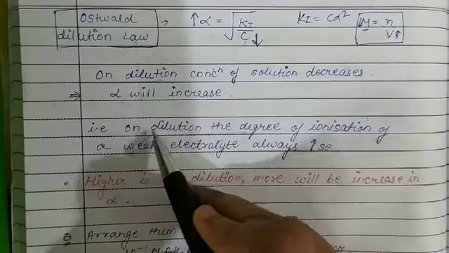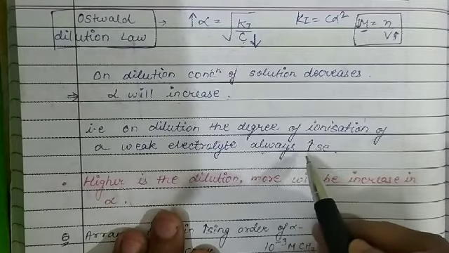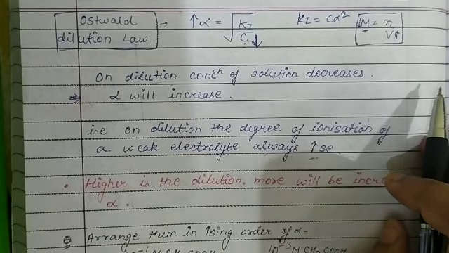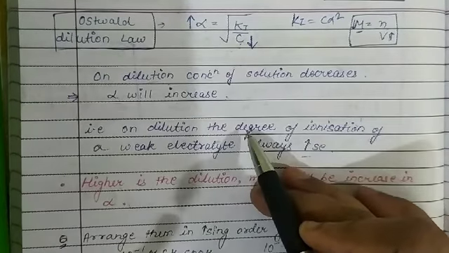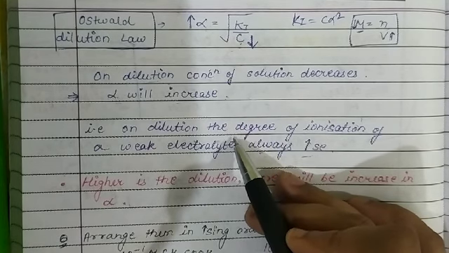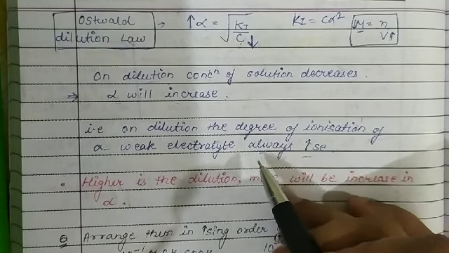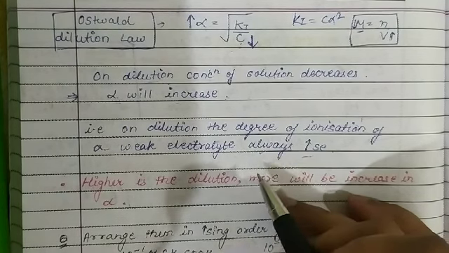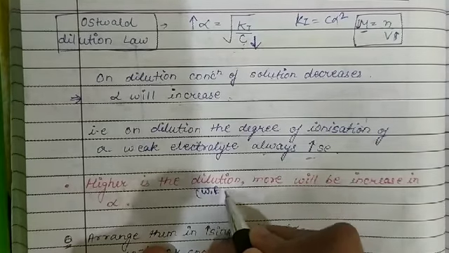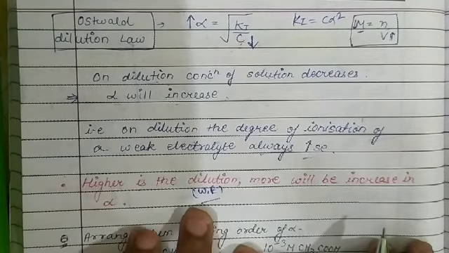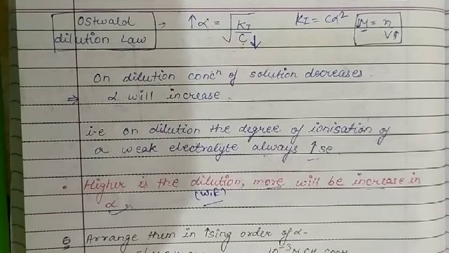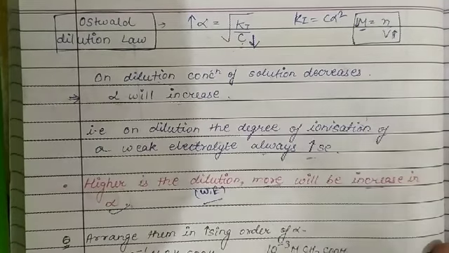So basically on dilution, the degree of ionization of weak electrolyte always increases. It means degree of ionization of strong electrolyte is unaffected by dilution, while degree of ionization of weak electrolyte increases on dilution by using Ostwald dilution law. It means if higher is the dilution in case of weak electrolyte, more will be the increase in the value of alpha. Now we will see the question based on Ostwald dilution law.